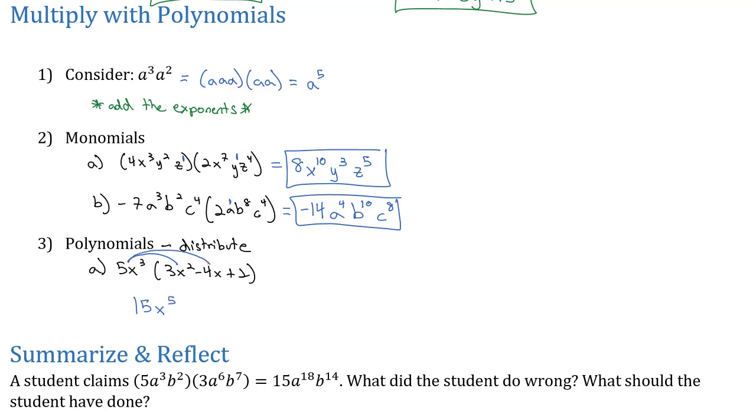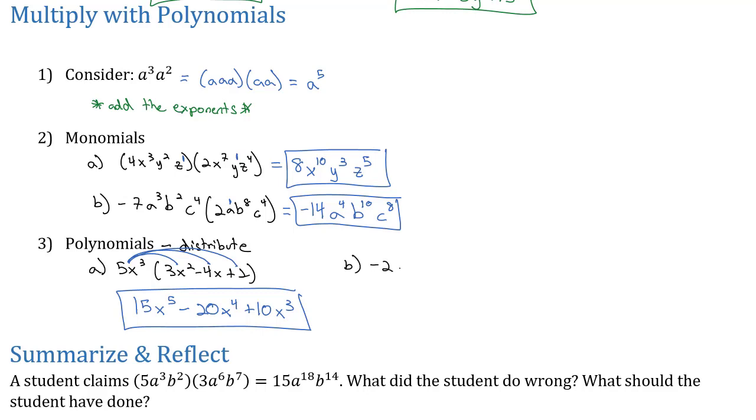Continuing to distribute, 5 times negative 4 is negative 20. 3 plus 1 gives us x to the 4th. And then we continue to distribute. 5 times 2 is 10, x cubed. And we've multiplied that monomial of 5x cubed by the polynomial of 3x squared minus 4x plus 2. Let's do one more example.